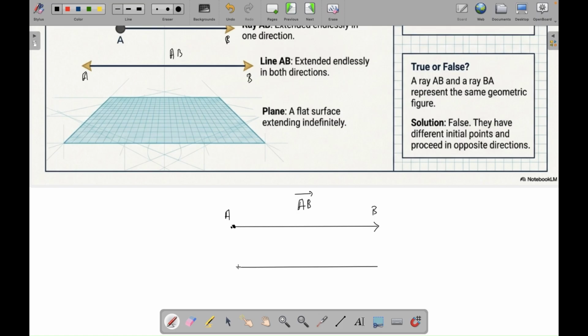Ray BA would mean B is the fixed point and A can be extended. So this is the meaning of ray BA. They are different because in ray AB, A is the fixed point while B can be extended. In ray BA, B is the fixed point while A can be extended. So that is why ray AB is not the same as ray BA. Any question or any doubt?